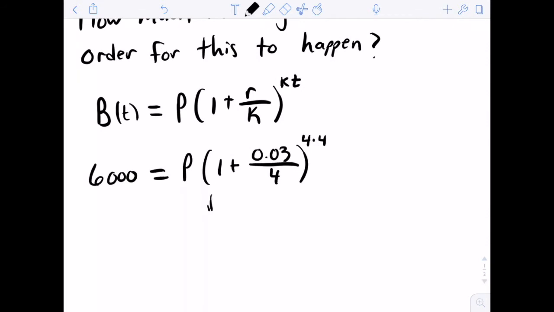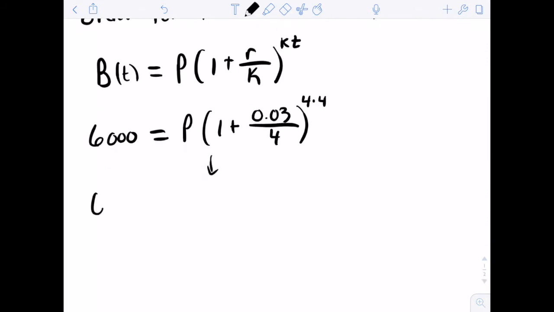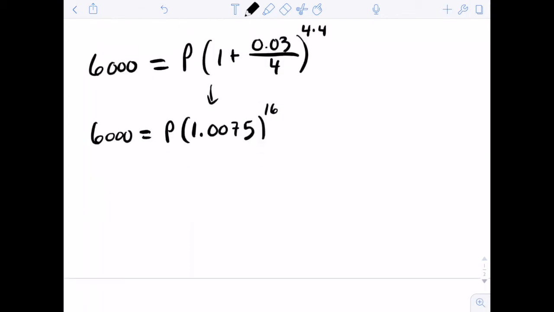So we've got, simplifying a little bit, 6,000 is equal to p times 1.0075 to the power of 16. So we can solve for p by dividing. So we got 6,000 divided by 1.0075 to the power of 16.